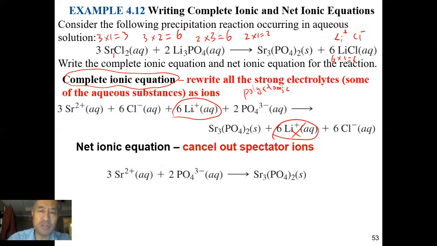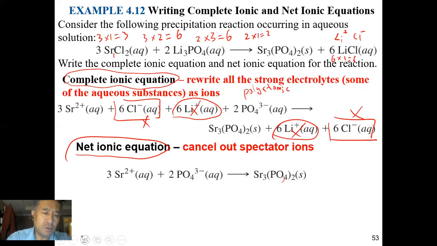So the next pair will be this Cl. So Cl here, then Cl here, so this also should be crossed out. After that, you still have 3 Sr2+ aqueous, then 2 PO4 3- aqueous, then here the product that is the precipitate. So this is our example. We have the complete ionic, then we have the net ionic. Okay? So that's how you solve those problems.